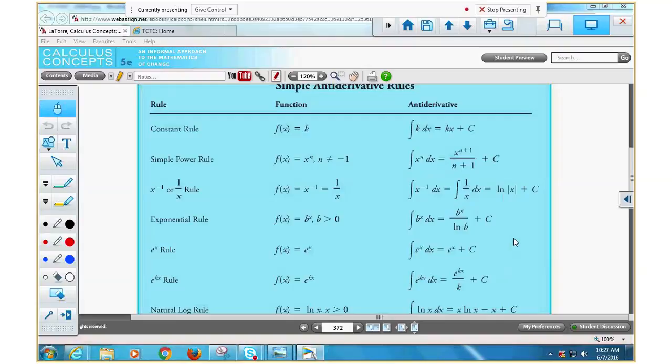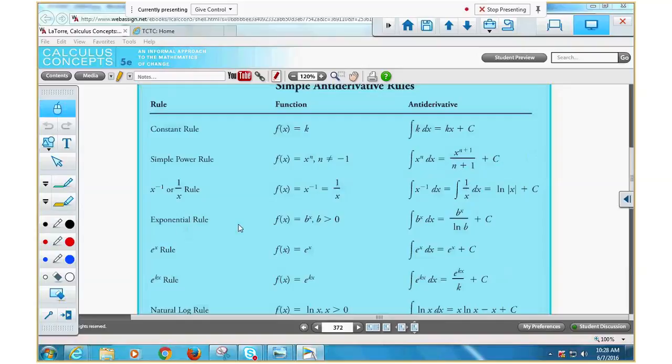Absolute value. Yes, sir. Why do they have the n plus 1 for the antiderivative, for the simple power rule? Right here? That's how you do it. In other words, you take this number, you leave it alone, then you raise this to the next power, and then you put it over that power. They're showing you how to do it.